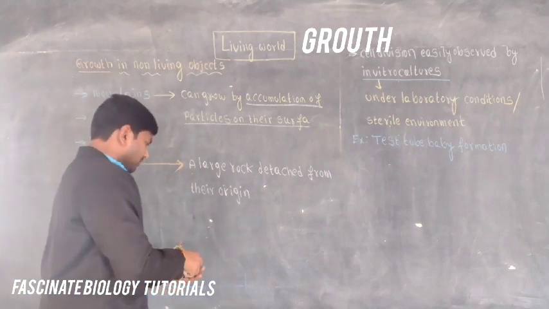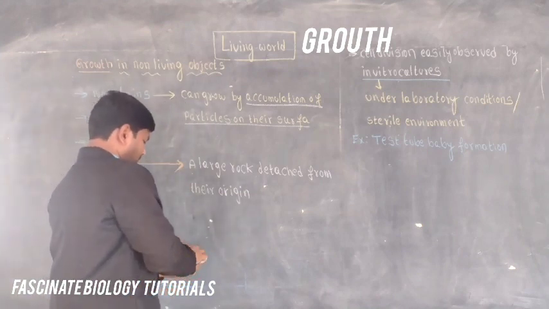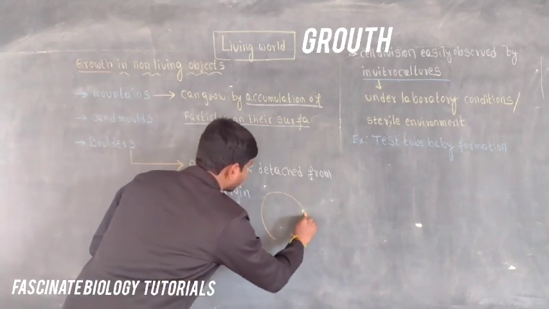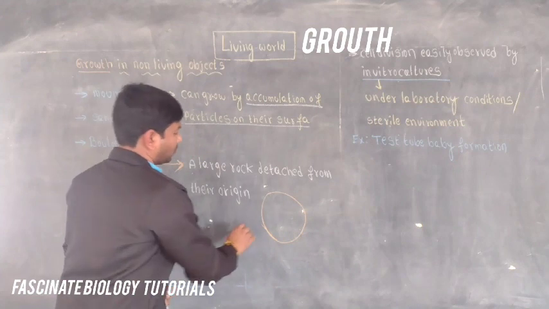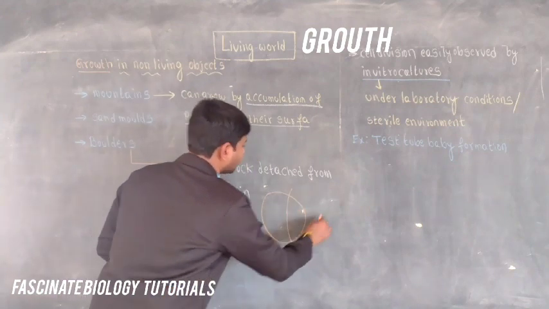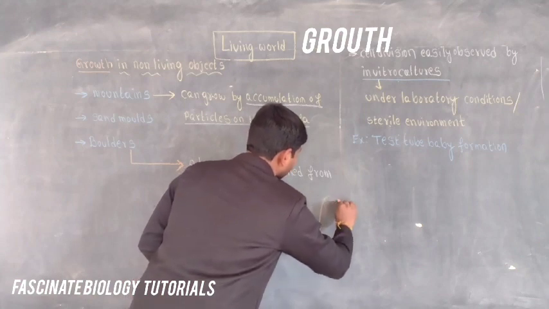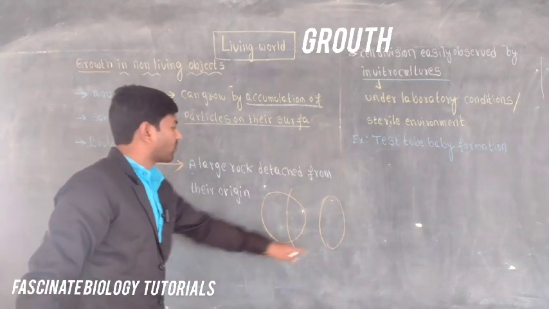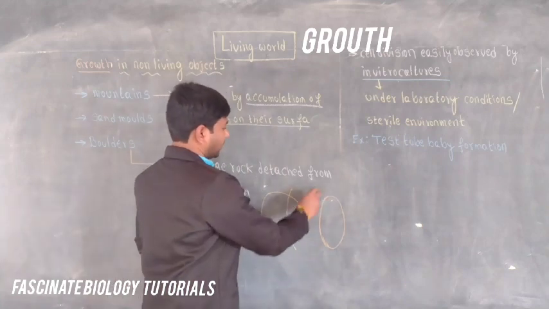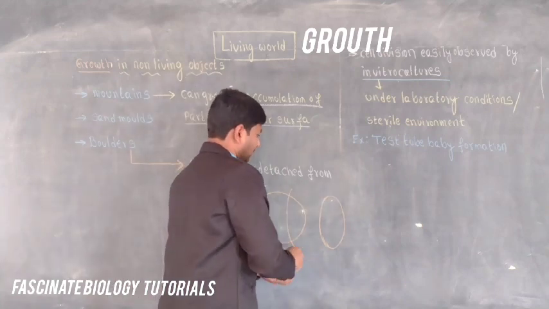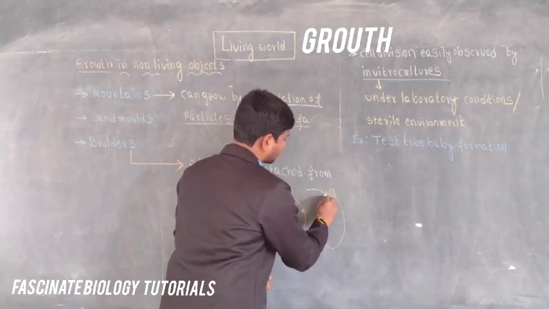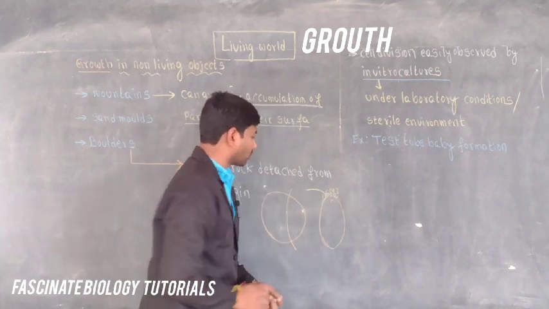The best example is this large stone near you. This is a large stone or a rock. A small piece of this rock detached from this body and separated like this. This also performs a little growth, by the accumulation of particles on the surfaces, by the air, by clay particles like this. It may grow.